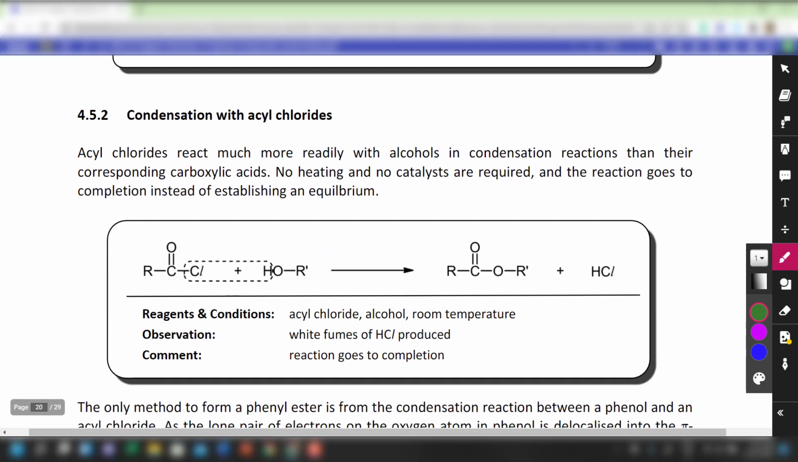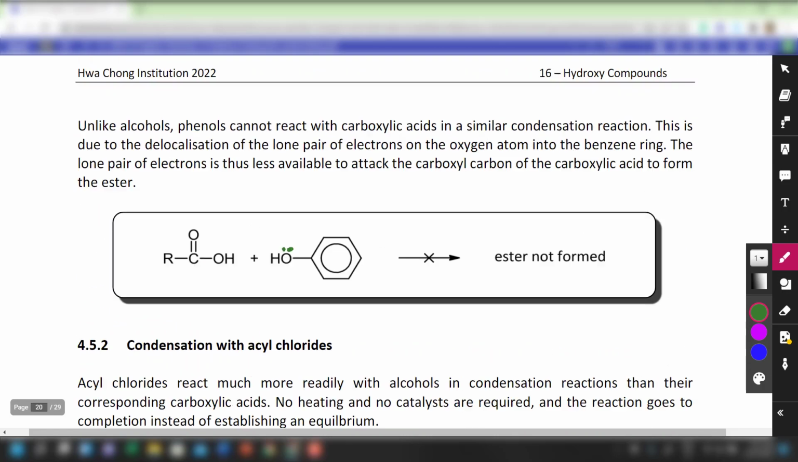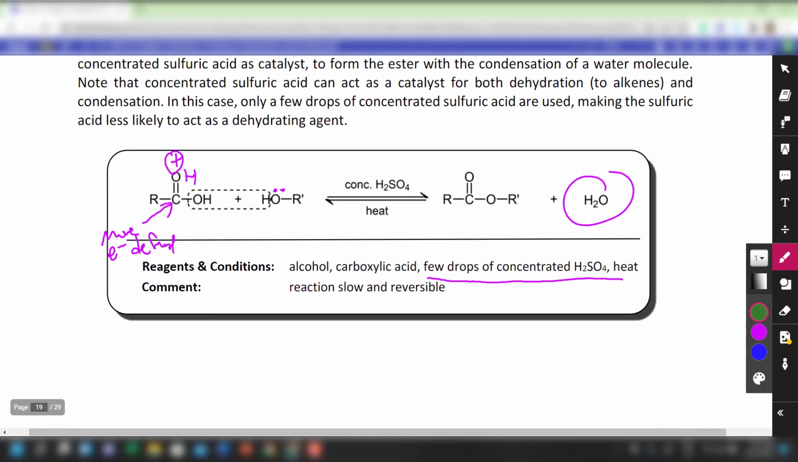For condensation reaction with acyl chloride, remember earlier on, over here, we mentioned that in order for condensation reaction to occur between alcohols and carboxylic acid, you will need concentrated sulfuric acid to serve as the catalyst. How does it serve as the catalyst? It helps to protonate the carbonyl oxygen. In the process of protonating, the carbonyl oxygen will gain the +1 charge, and this makes the carbonyl carbon more electron deficient and therefore more susceptible to nucleophilic attack by a weak nucleophile.